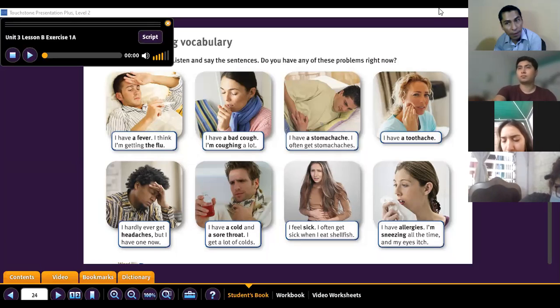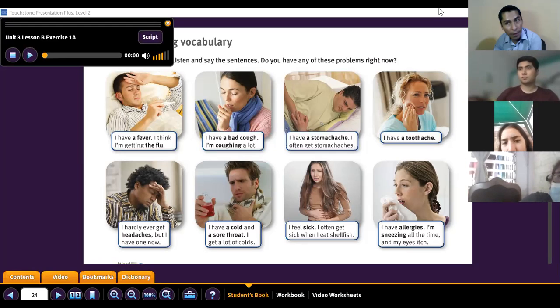I have a cold. En este caso no es frío, ¿verdad? En este caso cold es un resfriado. I have a cold. And a sore throat. Sore throat, dolor de garganta. I get a lot of colds. Tengo muchos resfriados durante el año. Me da seguido resfriado. I feel sick. Me siento enferma.